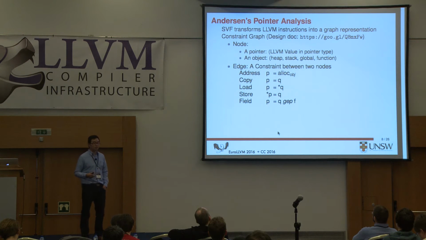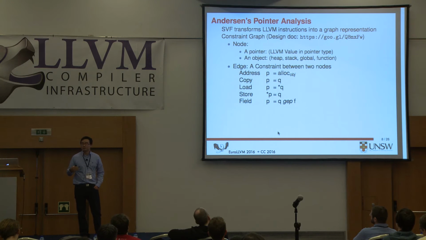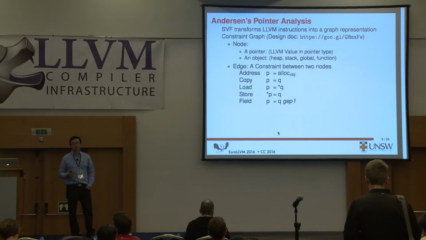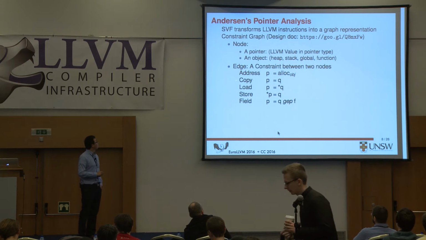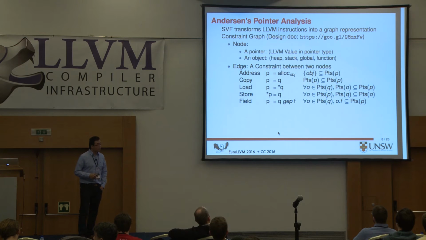SVF transforms LLVM instructions into a graph representation we call a constraint graph. So each node on the graph represents either a pointer, the LLVM value in pointer type, or a memory object, which is either a heap location, stack location, global variable or function object. Each edge between two nodes represents a constraint. So we translate all the instructions into 5 basic constraints, namely address, copy, load, store, and field access. Eventually we will use the transitive closure rules to resolve those constraints and generate the final points-to relation.